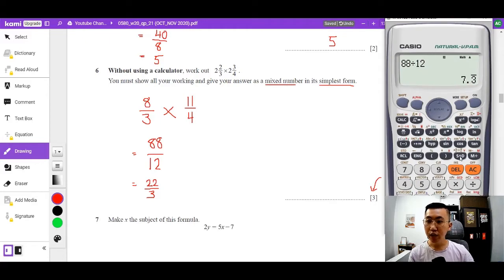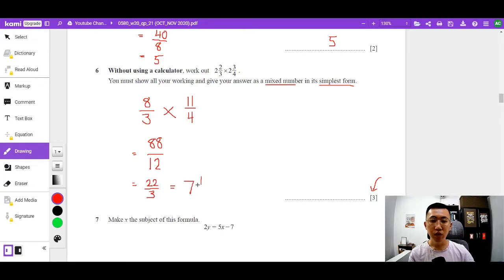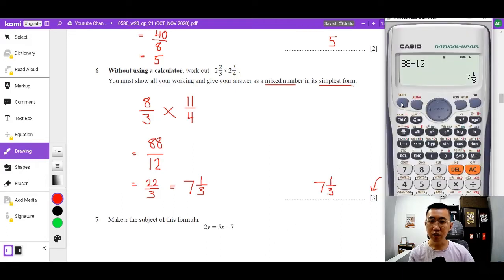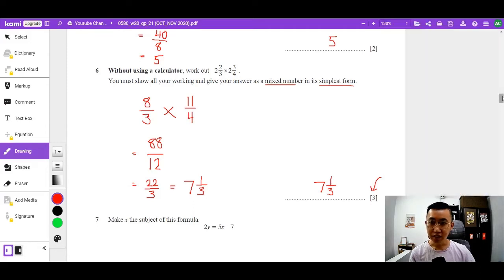So is there a way we can change to mixed number? Yes, there you go. 7 1 over 3. Okay, one more time, 7 1 over 3. So how to press that? I was pressing shift followed by this button right here. Okay, from improper, click shift and this button. That's how you get the mixed number. Alright, so that is the answer. Let's see the next question.